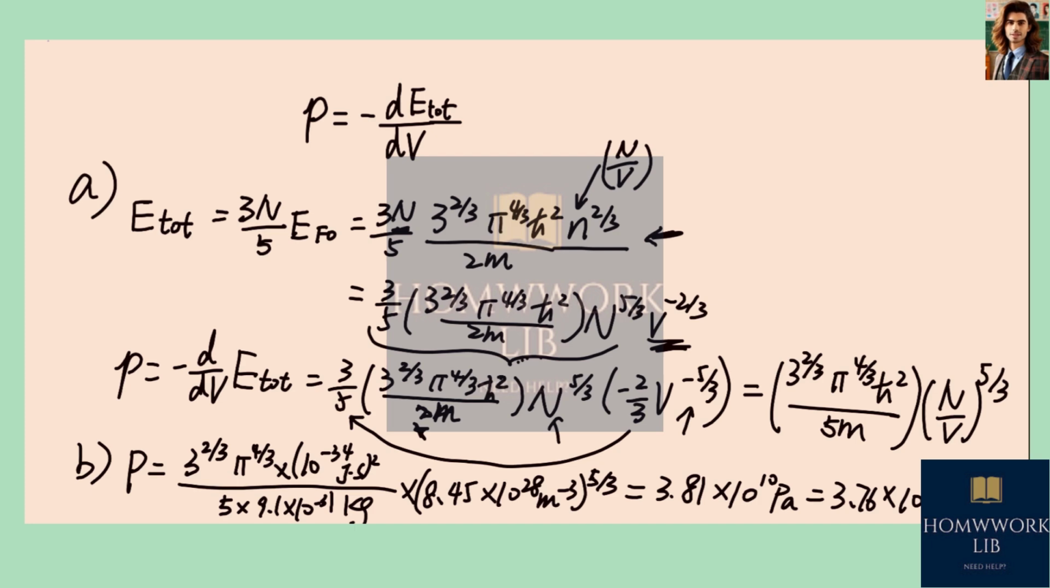Part C asks us, if this pressure is extremely high, then why doesn't the electron in a piece of copper simply explode out of the metal? Well, it's right, this pressure is extremely large. It's like 100,000 times the atmospheric pressure.